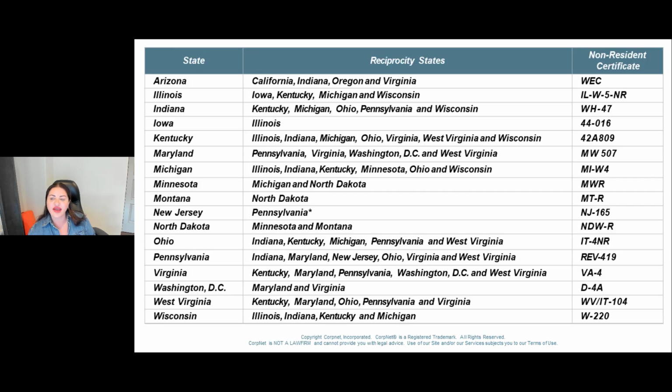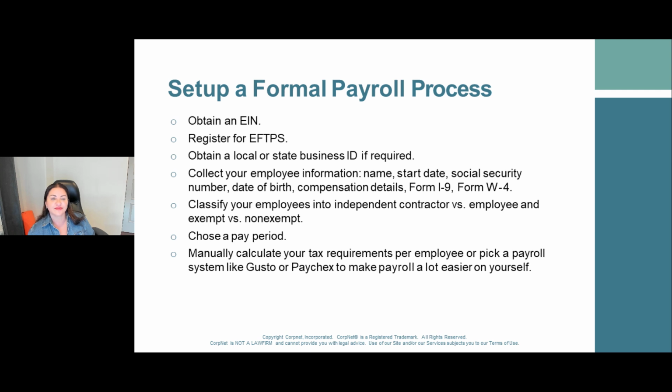Now, we've gone ahead and summarized a list of states, basically the state and the list of states that it has reciprocity with, and the filing form associated with each. So as you can see, it's just a handful of states. For example, Arizona has reciprocity with California, Indiana, Oregon, and Virginia, whereas Iowa only has reciprocity with the state of Illinois.